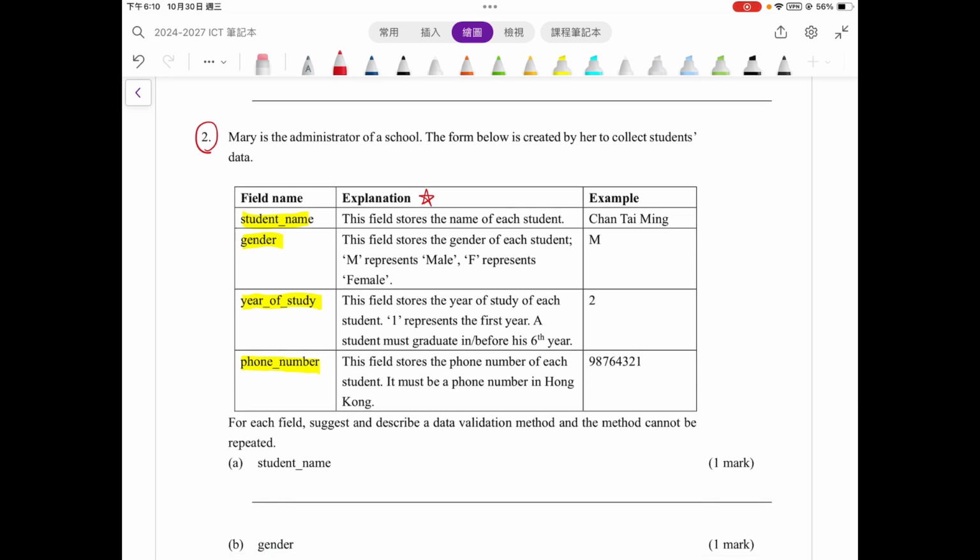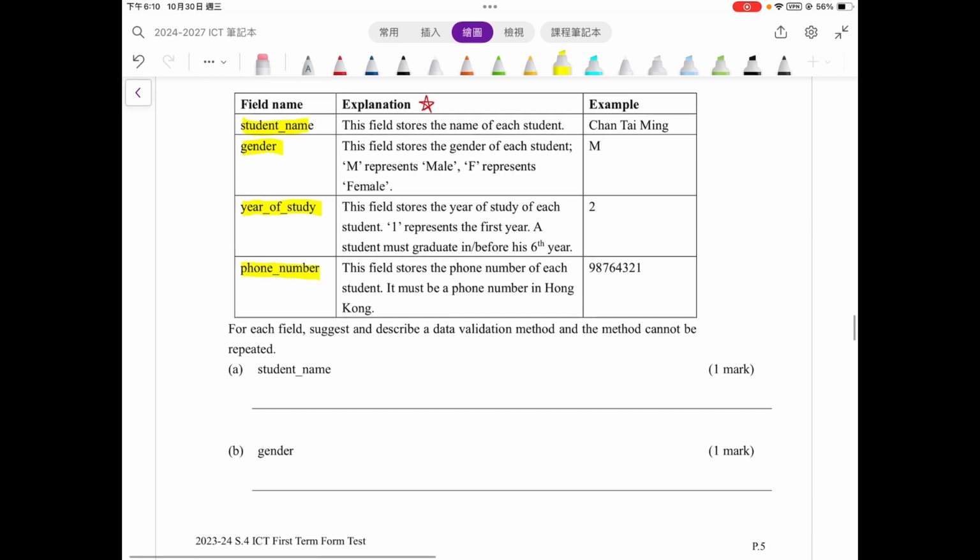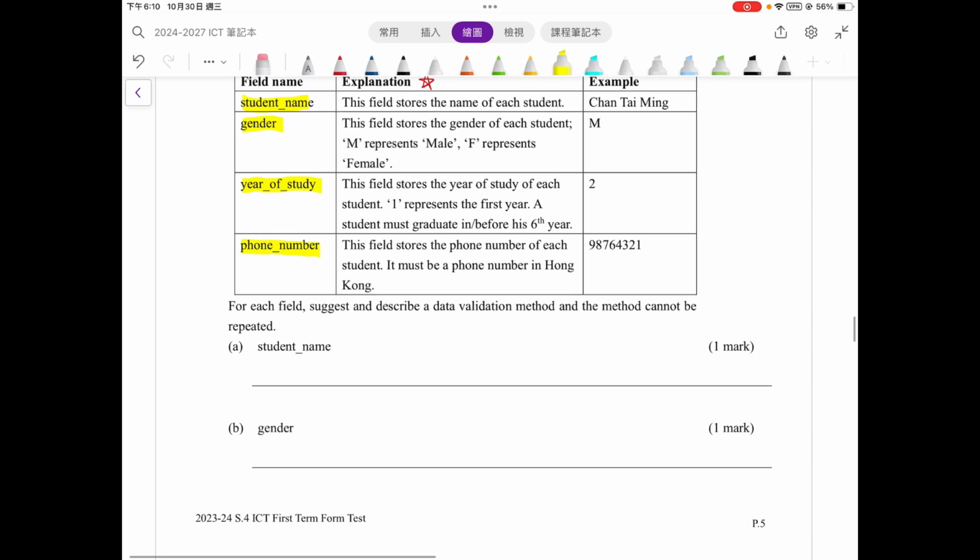And then we have the example. The example is to let you know what is going on with the requirement set in the explanation and the expectation, what you will receive from the user's input. So let's read through the questions next.